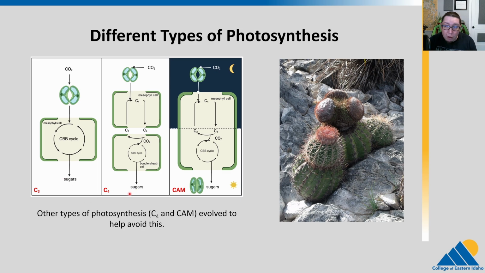In different types of photosynthesis, we have C4 and CAM photosynthesis. These types of photosynthesis evolved to deal with the challenges of hot environments and dry environments. We see many grasses doing C4 photosynthesis, corn and things like this. So C4 photosynthesis separates the processes into two different cells. We have the mesophyll cells where we create this C4 compound, and then we're actually really capturing the CO2 and concentrating it in the bundle sheath cells.